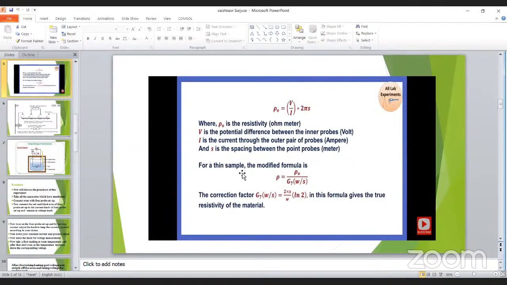For a thin sample, the modified formula is rho equals rho 0 divided by G7 into W divided by S. The correction factor G7 W divided by S equals 2 into S divided by W into log of 2. This formula gives the true resistivity of the semiconducting material.